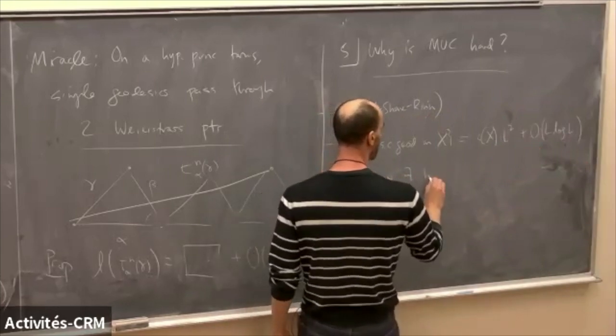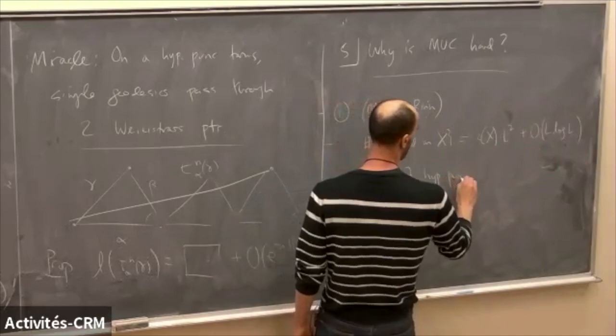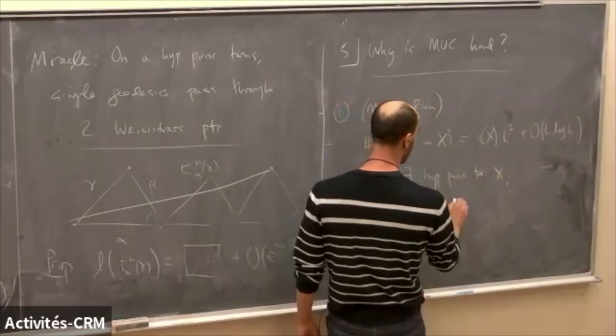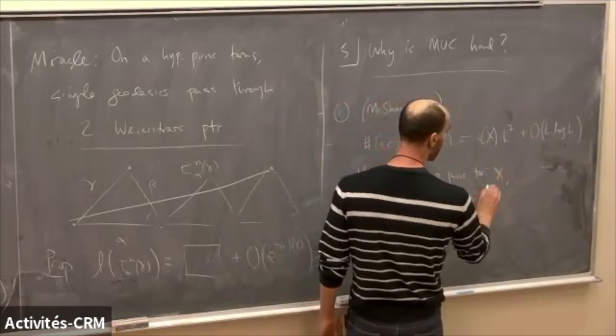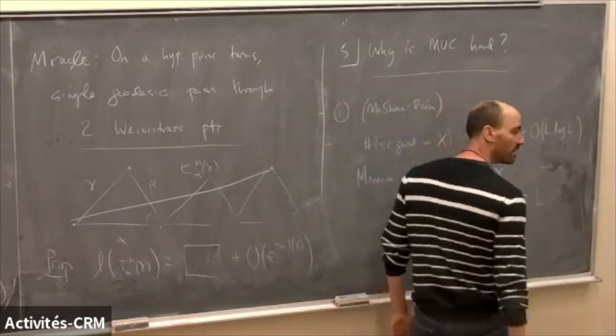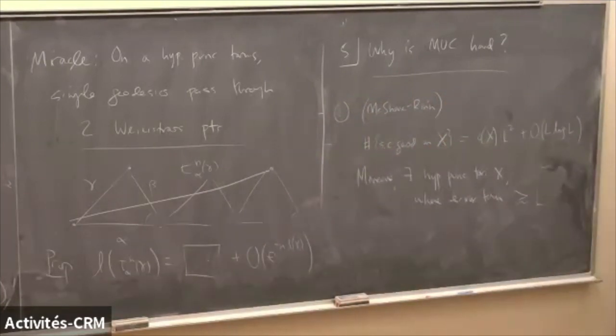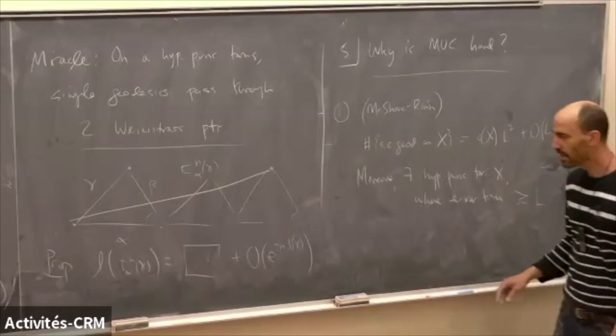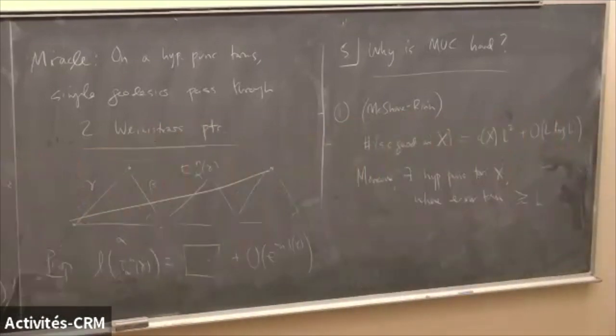There exist hyperbolic punctured tori X where the error term in this count is genuinely, you can't beat L. So this is not a good way of trying to prove Markov uniqueness or really say anything about it. And I have one other reason why this is hard.